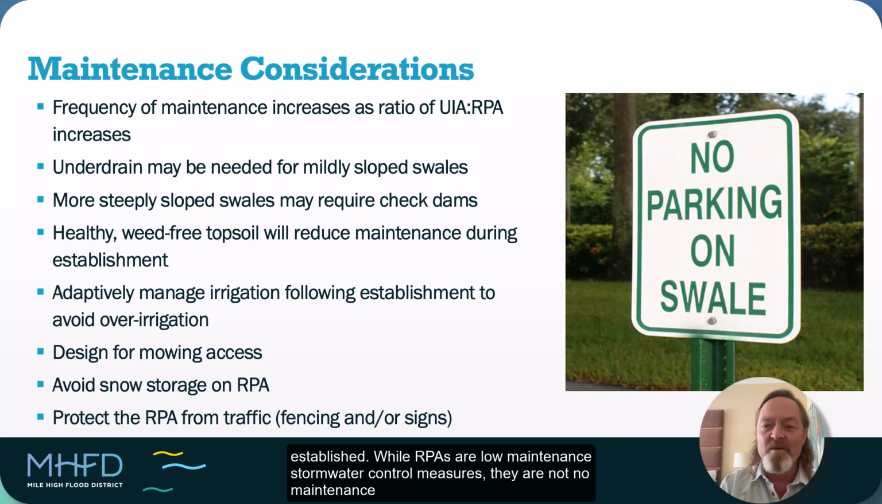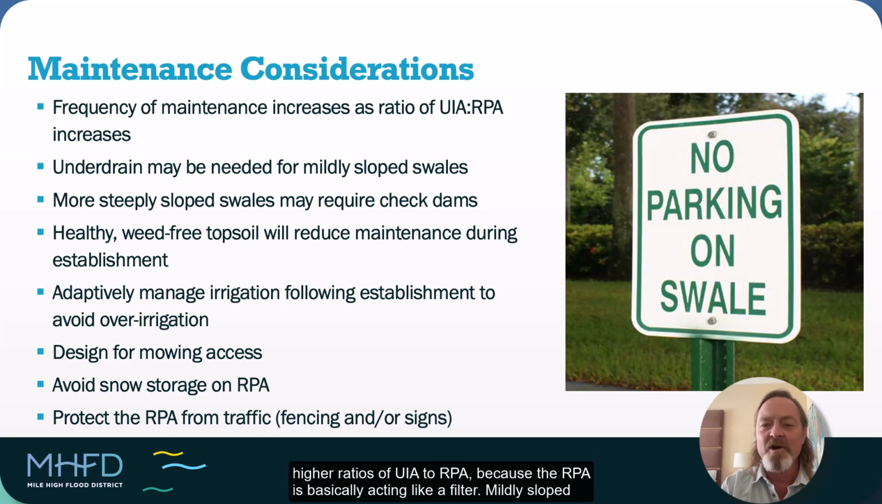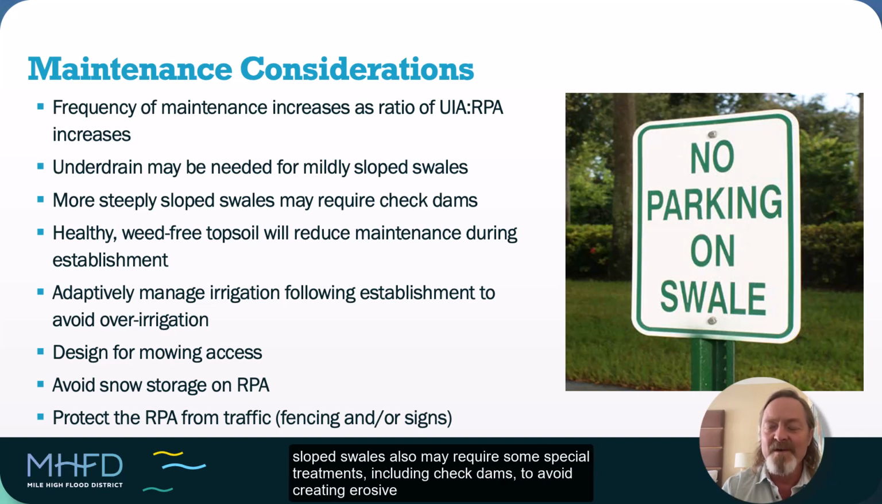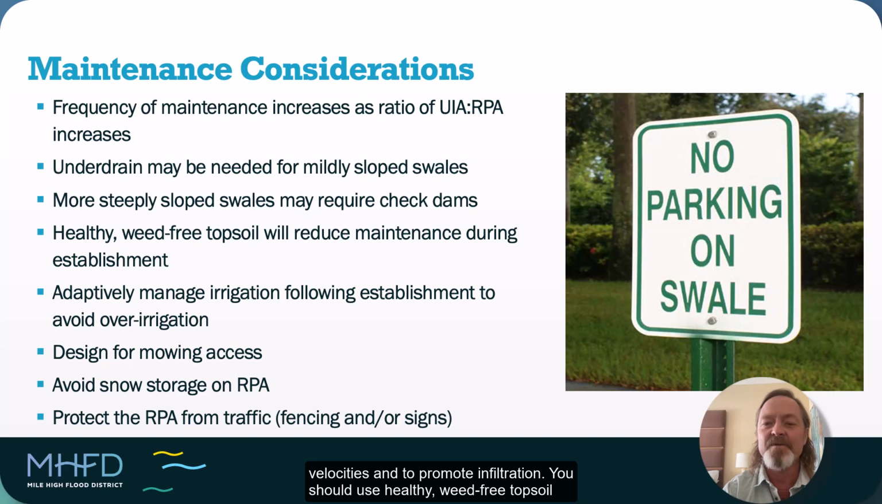While RPAs are low-maintenance stormwater control measures, they are not no-maintenance stormwater control measures. More and more frequent maintenance should be expected when you're using higher ratios of UIA to RPA because the RPA is basically acting like a filter. Mildly sloped swales, typically less than about 1 or 2%, may need underdrains to avoid soggy bottoms. Steeper slope swales also may require some special treatments, including check dams, to avoid creating erosive velocities and to promote infiltration.